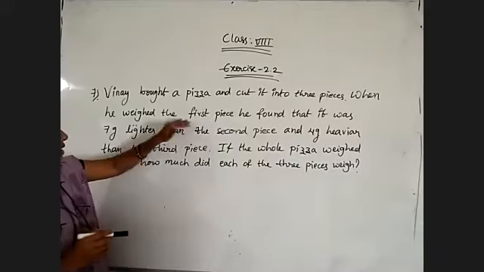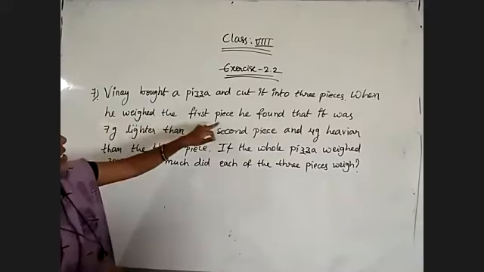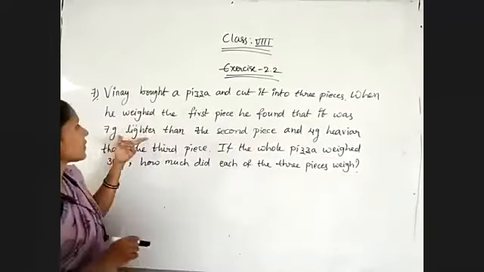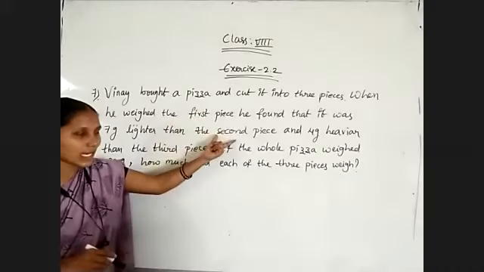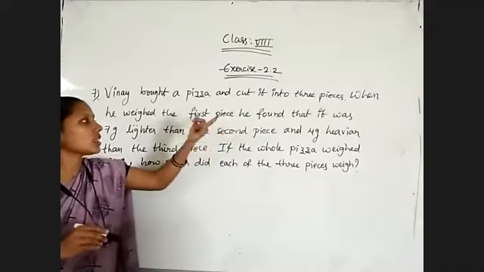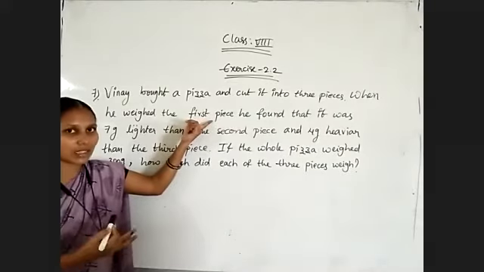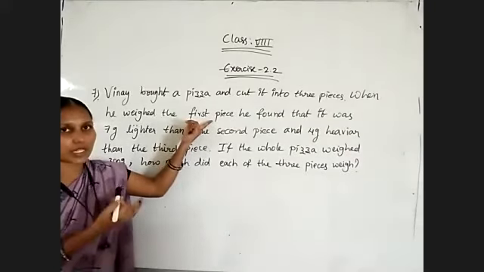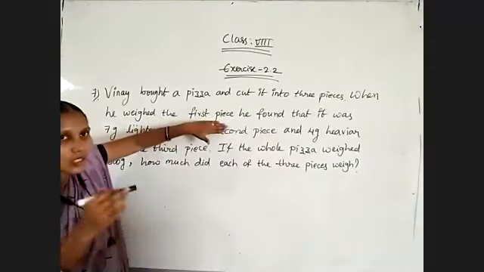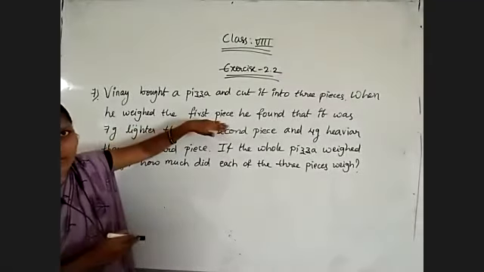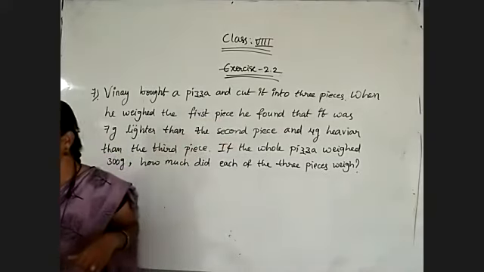What is given in the statement? When he weighed the first piece, he found that it was 7 grams lighter than the second piece. Suppose the second piece weighs 57 grams. Then the first piece will be 7 grams lighter, that means 57 minus 7, 50. So instead of the second piece, I am taking the first piece as x. If the first piece is 50 grams, then the second piece is 50 plus 7, that is 57.